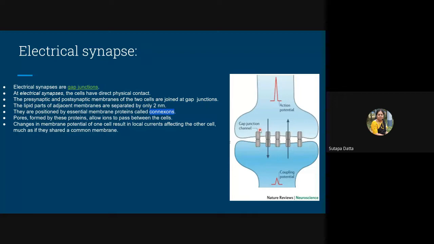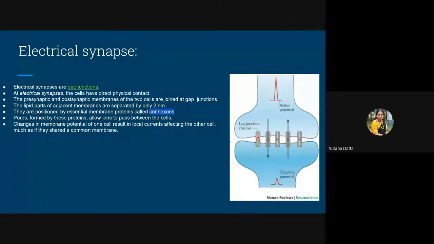You can see here, these are the two nerve terminals and they are almost closely associated. The space between the two neurons is very small, that's why it is termed a gap junction. So at an electrical synapse, what happens? The cells have direct physical contact. This one is the presynaptic membrane and this is the postsynaptic membrane. So the pre and postsynaptic membranes of the two cells are joined at the gap junction.